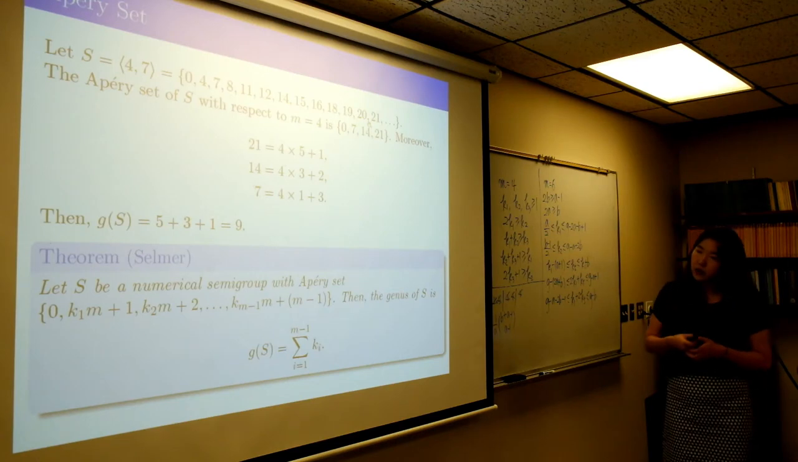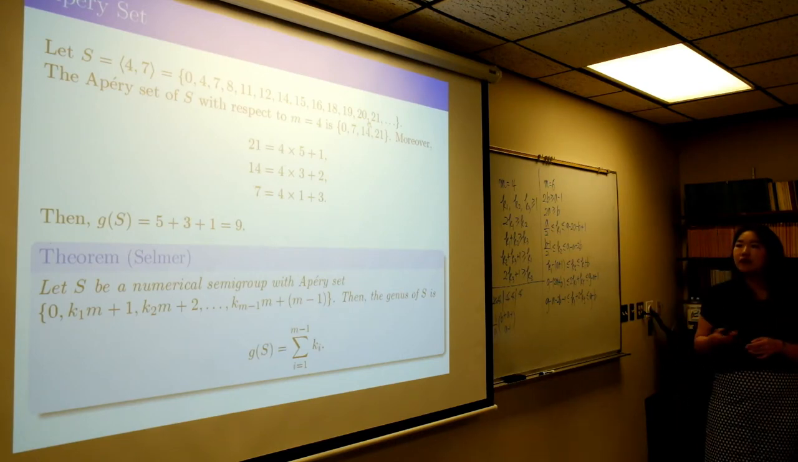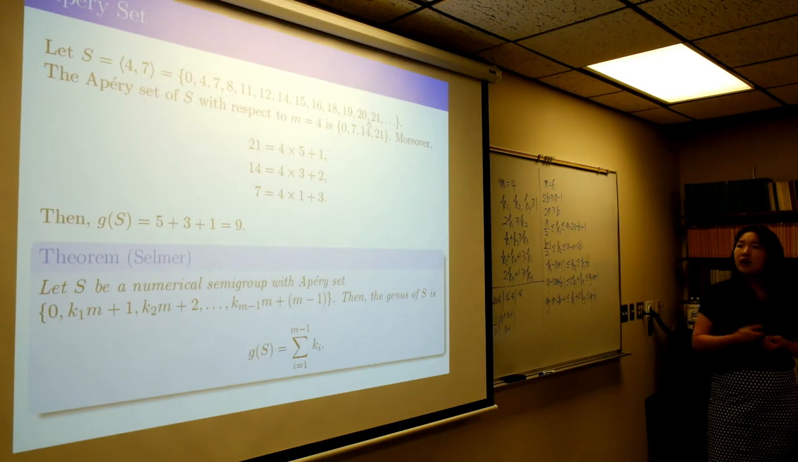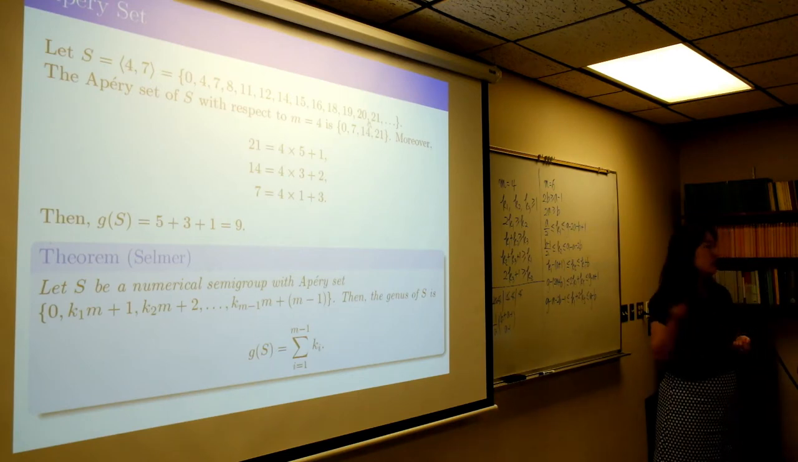And this is not a coincidence. This is a theorem by Selmer. So when S is a numerical semigroup with this Apéry set, then the sum of the k_i's here gives the genus of S.